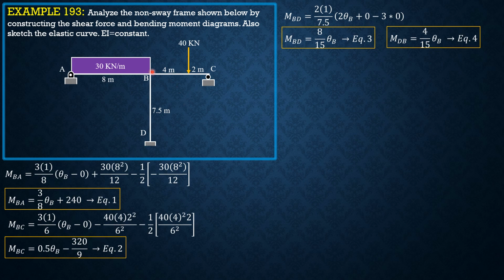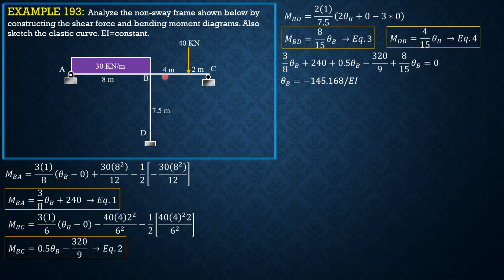Then apply equilibrium at B: MBA plus MBC plus MBD equals 0. So MBA, 3/8 theta B plus 240, plus MBC, which is 0.5 theta B minus 320 over 9, plus MBD, which is 8 over 15 theta B, equals 0. From here, only theta B is the unknown. You can solve for theta B. Theta B is equal to negative 145.168 over EI.